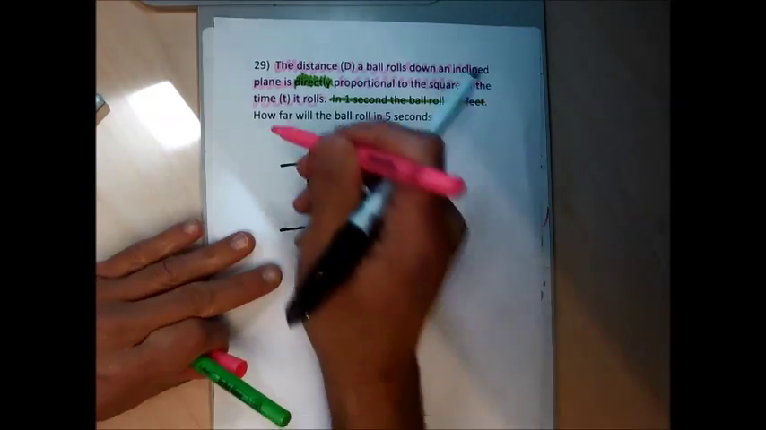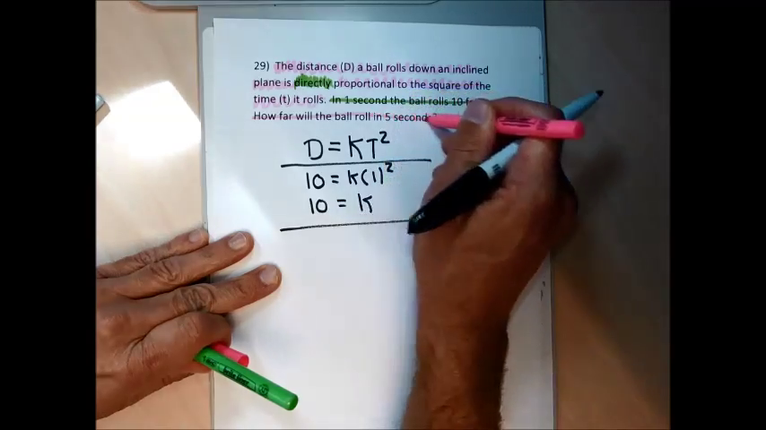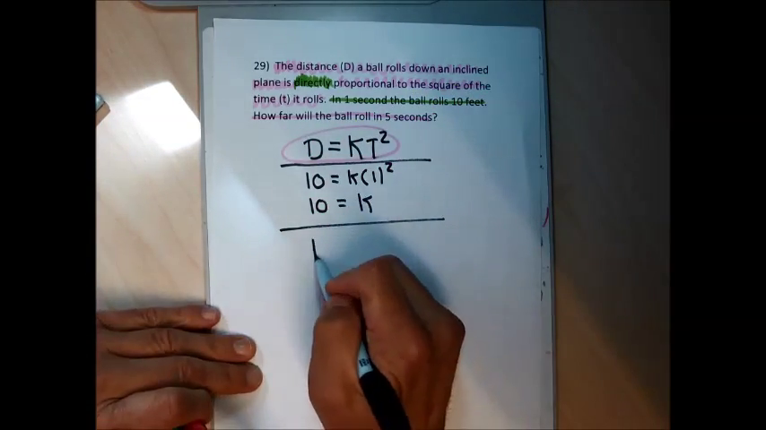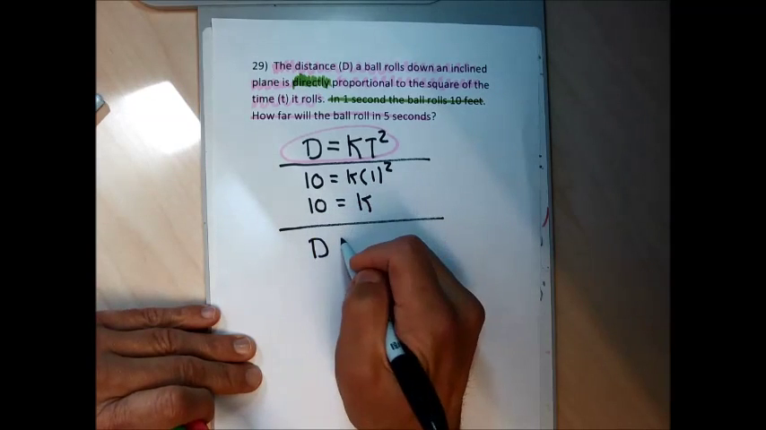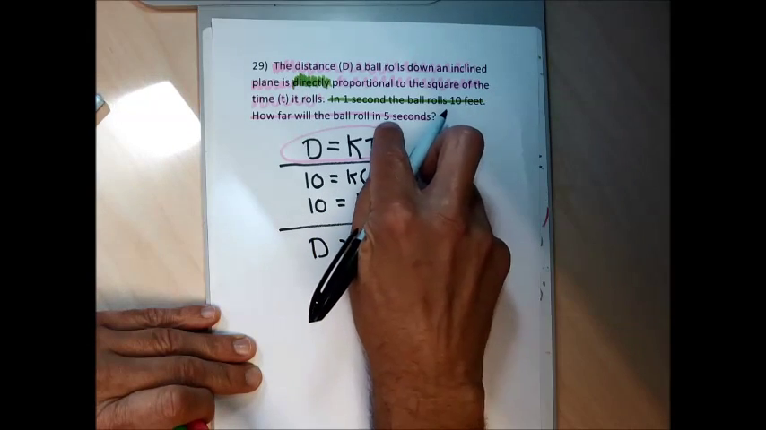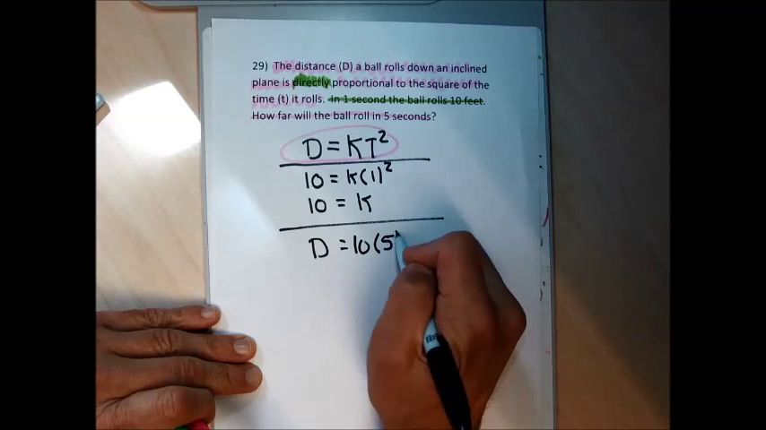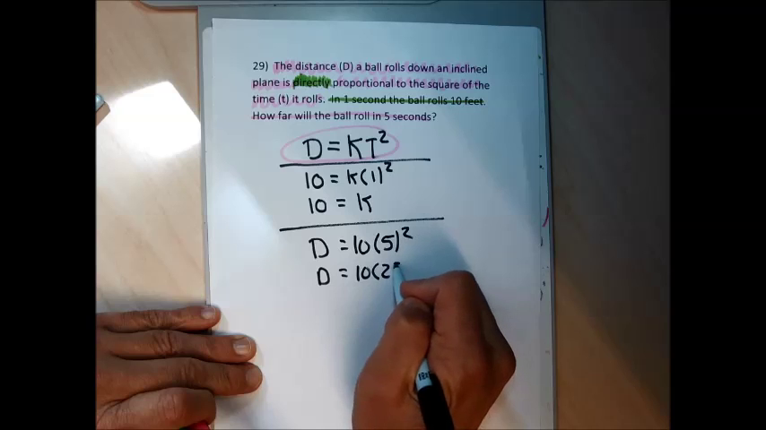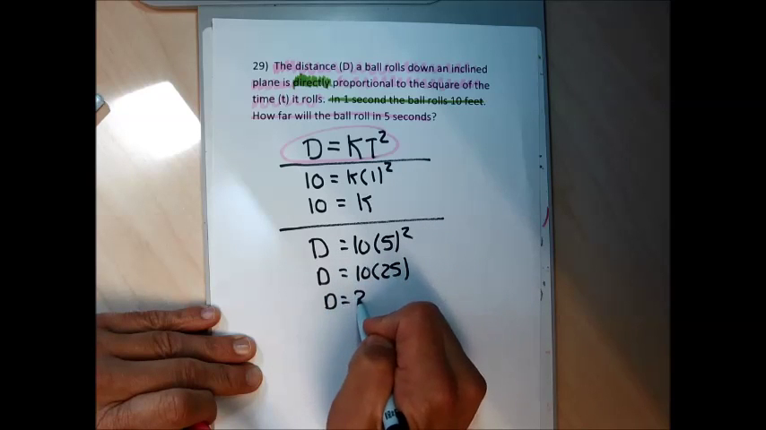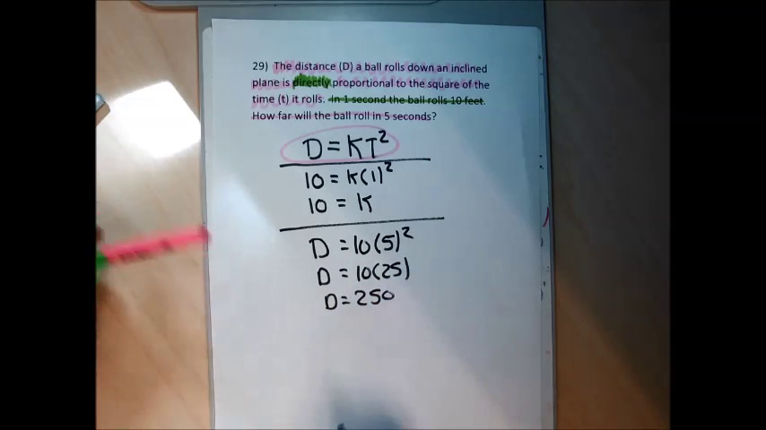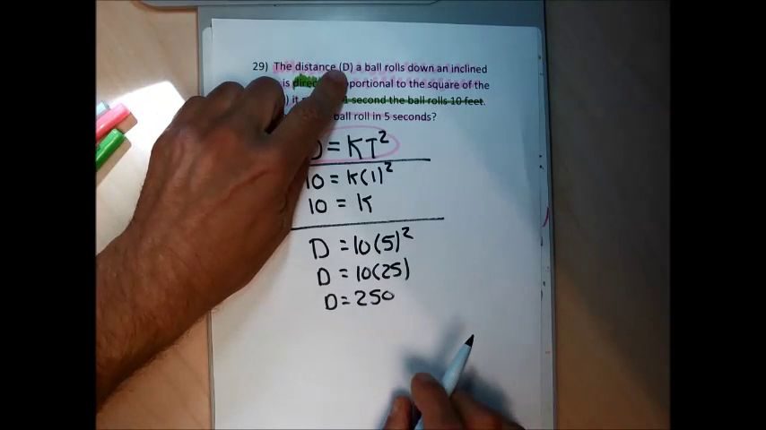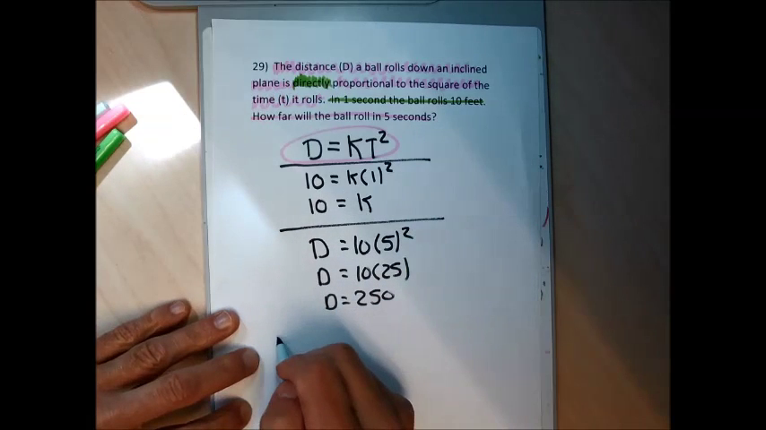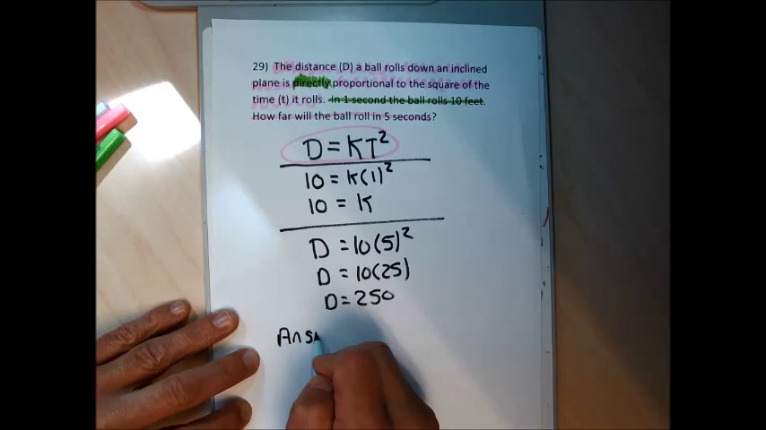The third sentence: how far will the ball roll in 5 seconds? I'm going to use this equation, and I'm going to plug in 10 for k, and I'm going to plug in 5 for t. I'm going to get D equals 10 times 25, and 10 times 25 is 250. And I should probably add units. This is the distance that the ball is rolling, and my ball is rolling in feet. So my answer for 29, I can say the ball will roll 250 feet.